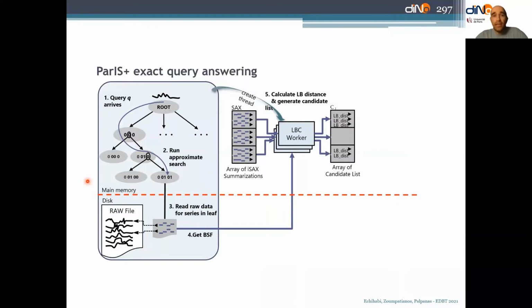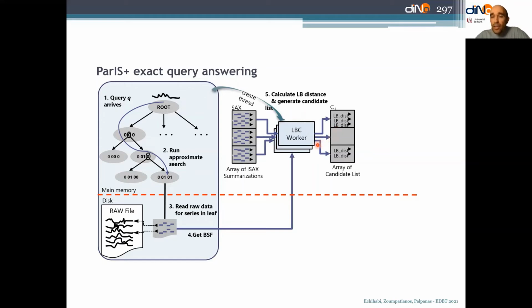In terms of exact query answering, ParIS+ starts with an approximate query, which means that it goes down the most promising path of the index. It visits that leaf and computes the first best so far answer. And then we have a set of lower bounding computation workers, which calculate lower bound distances and generate candidate answers.